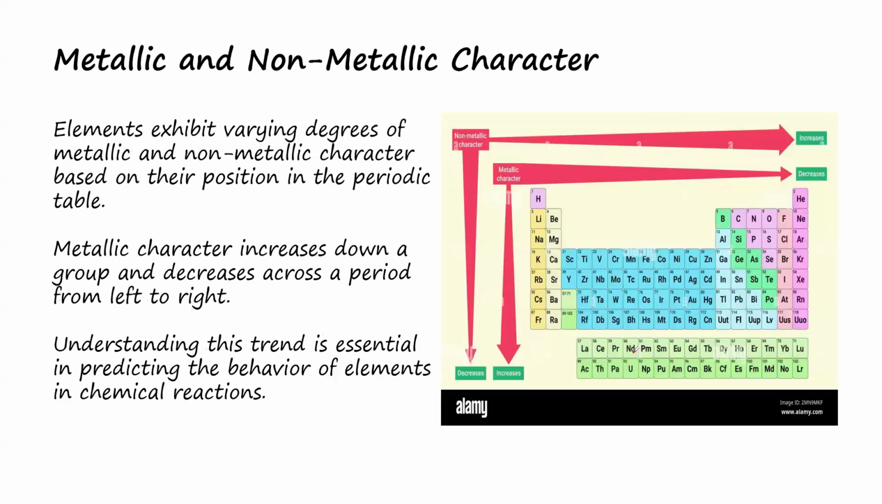So what are the metallic properties of the elements, metallic and non-metallic? Elements exhibit varying degrees of metallic and non-metallic character based on their position in the periodic table. Metallic character increases down a group and decreases across a period from left to right. Generally, as you go down the group, the number of shells increases. And the more the number of shells increases, the more chances an element has to release electrons.